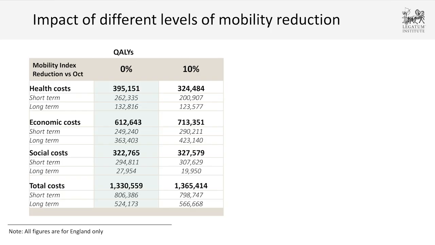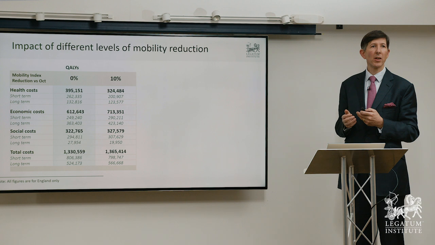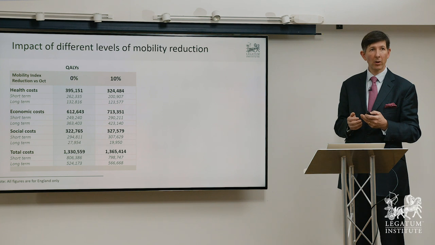And what you see is that the health impact would be improved. We would have had fewer deaths, less long-term COVID, and as a result, you see the QALYs, the quality-adjusted life years lost, would be less under this 10% reduction. However, what you also see is the economic impact would be greater. So the levels of unemployment, the levels of poverty, the lack of economic output would be significantly worse. And when you add it all up, what you see is the total negative impact of a 10% reduction would actually be greater than the negative impact of continuing with the policy.